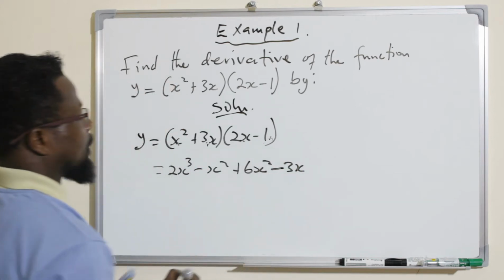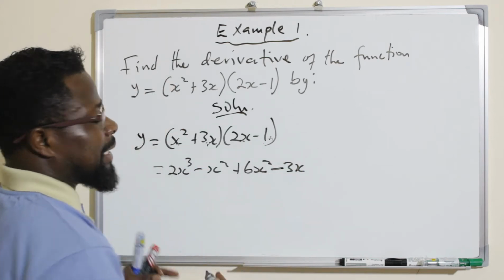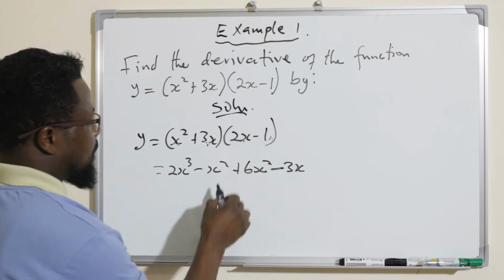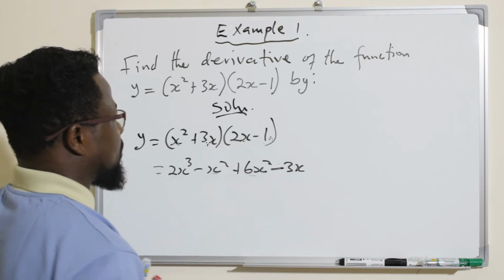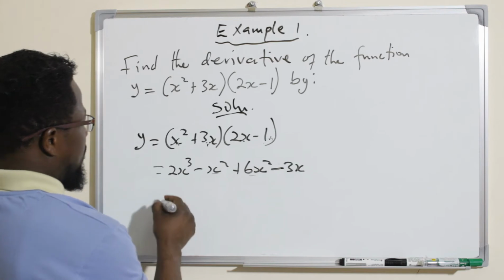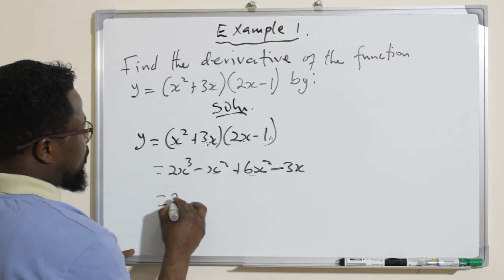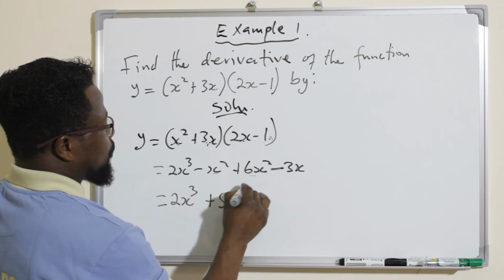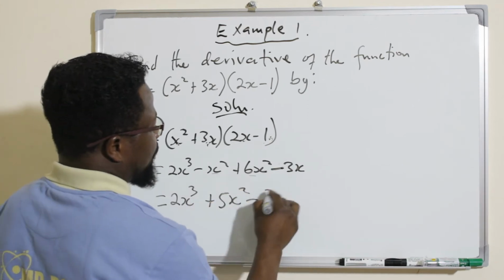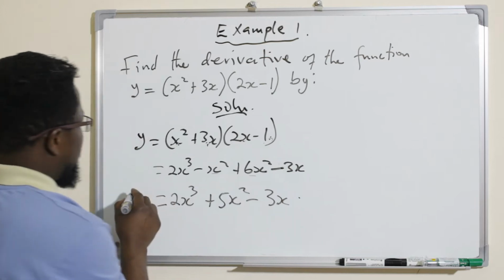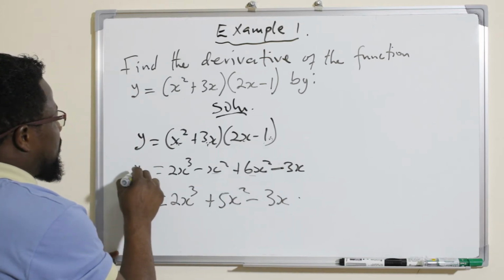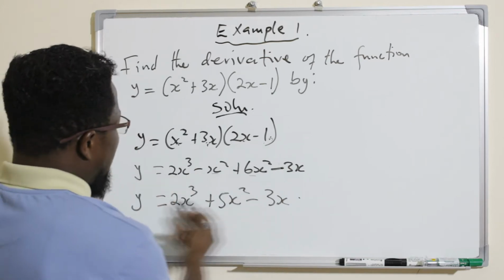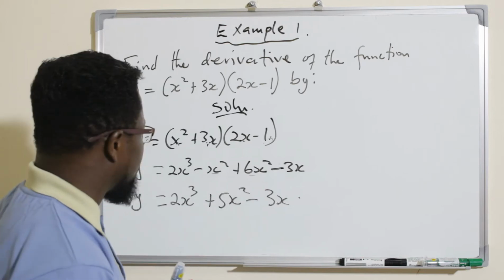So negative 3x. And once I've gotten this, I need to simplify because they are like terms. These and these are like terms. So I'm going to simplify. And to simplify, this will give me 2x cubed plus 5x squared minus 3x. So this has become the function that I was given. This now is the function that we need to take the derivative of.